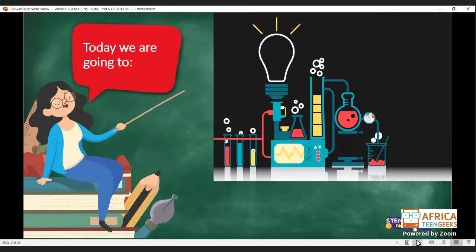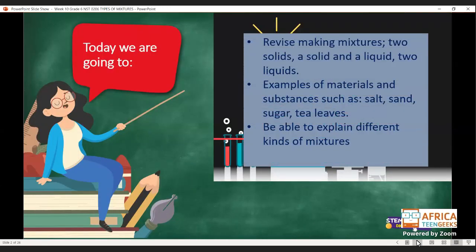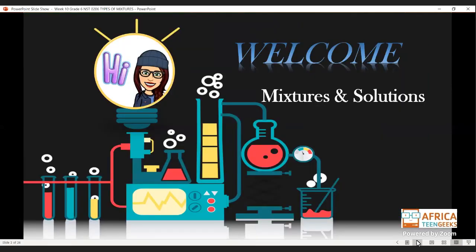Right, today we are going to, once again, revise. Obviously, when we are talking about our solutions, we are revising making mixtures. We are still talking about solids and liquids, etc., and different materials. So it sounds a bit repetitive, but it all links together.